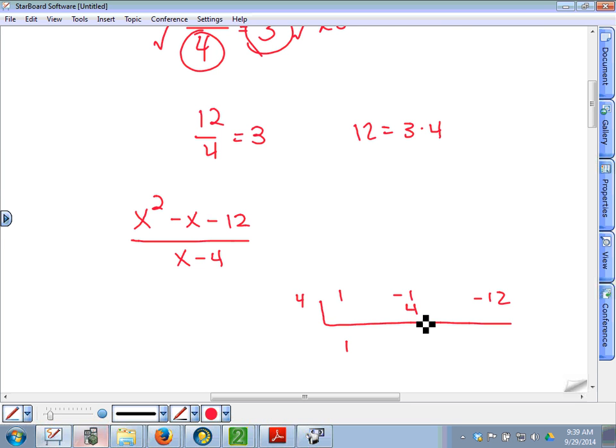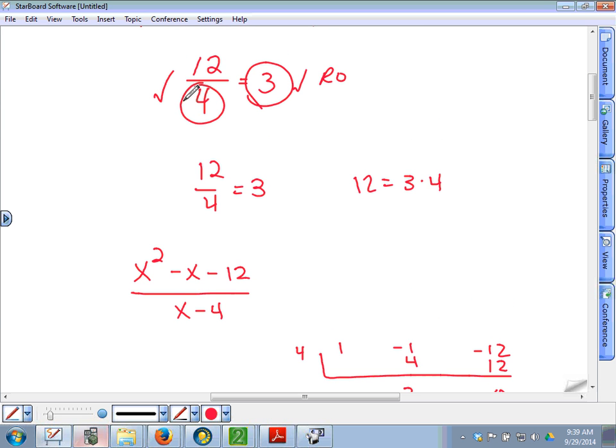Drop down the 1. 4 times 1 is 4. 4 plus negative 1 is 3. 4 times 3 is 12. We get a remainder of 0. Now, I want you to really try to understand what just happened here. We've done two things, just like the same two things we did here.